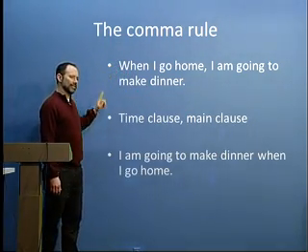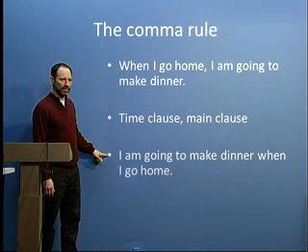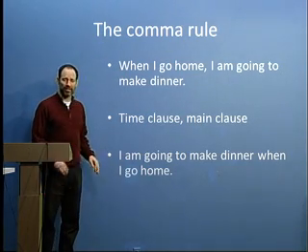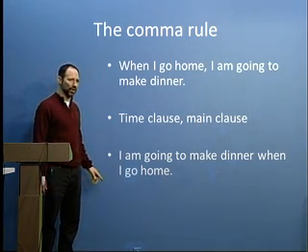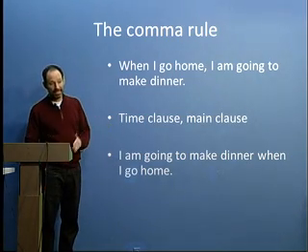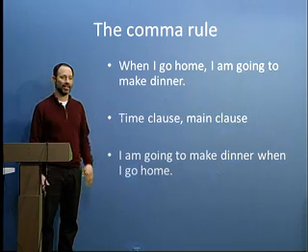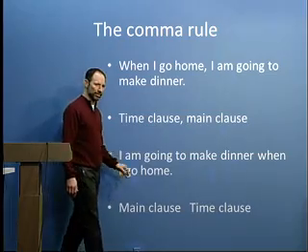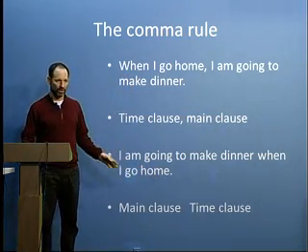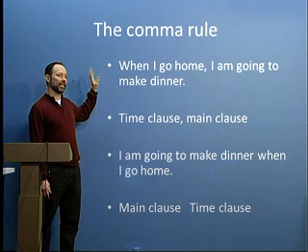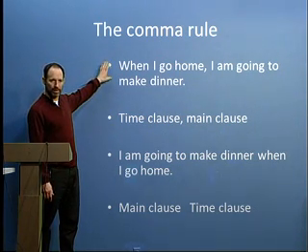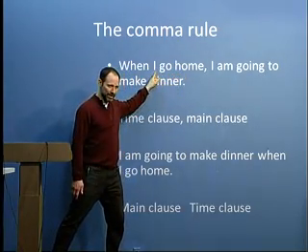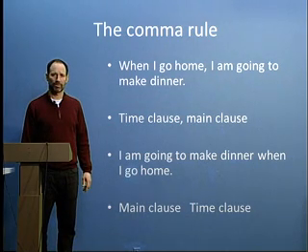If I take this sentence and I flip it around and say, I am going to make dinner when I go home, in this situation, there is no comma. When the time clause, when I go home, is at the end of the sentence, a comma is not necessary. So the pattern here would be main clause, then time clause with no comma. So once again, I only need to have a comma when the time clause is at the beginning of the sentence, and I put the comma at the end of the time clause, not directly after the time clause subordinator.